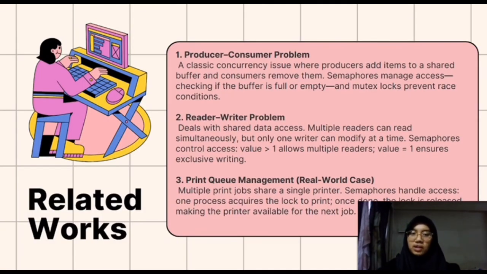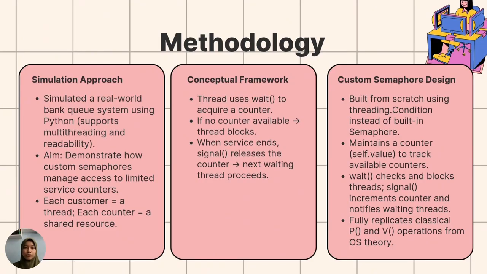The next problem is print queue management, which is a real-world case where multiple print jobs share a single printer. Semaphore will handle the access, which means that only one process acquires the lock to print at a time, and then the lock is released, making the printer available for the next job. For our methodology, we simulate a real bank queue system using Python. Our aim is to demonstrate how custom semaphores manage access to limited service counters.